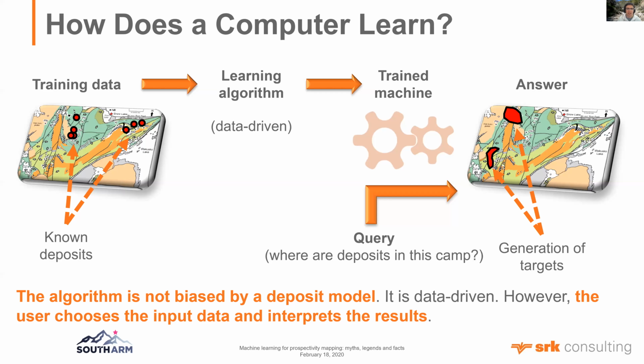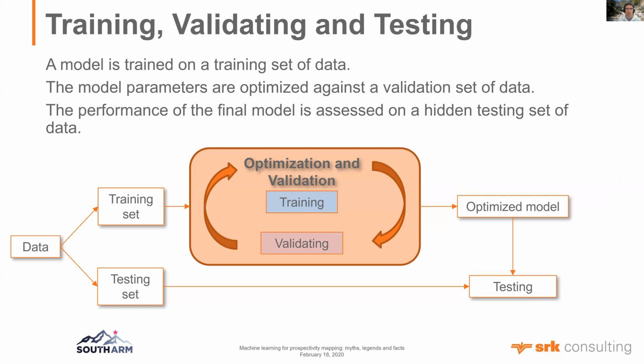So one of the most important steps when training a machine learning algorithm is to validate and test it. Basically you want to know how good your algorithm is at detecting deposits, right? At detecting unknown deposits. So how do you do that? You hide some deposits from your algorithm and you see if it's good at discovering them, basically.